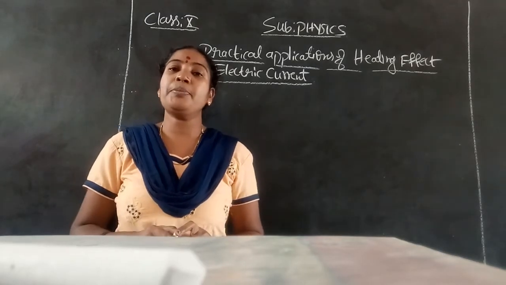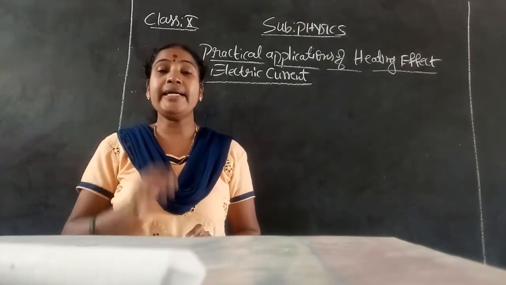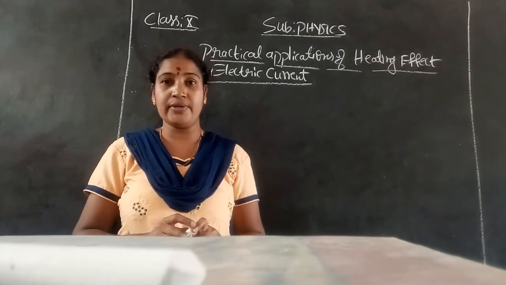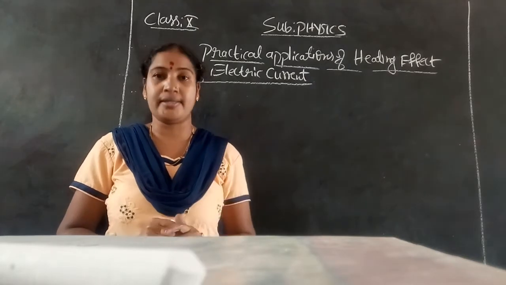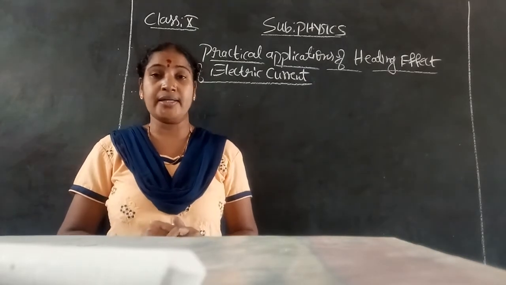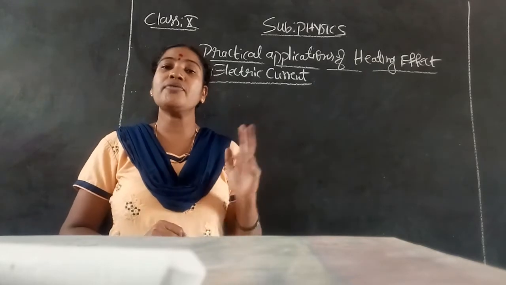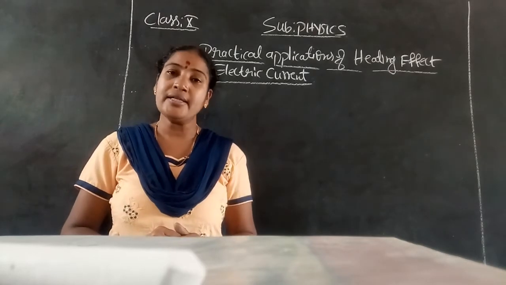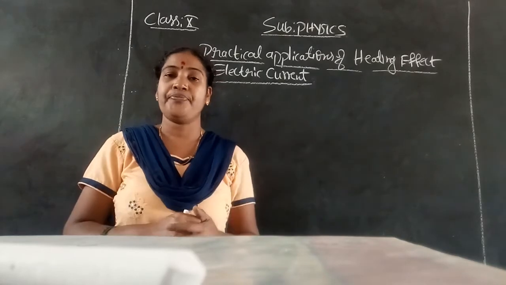Okay, in the previous video class, what did we learn, children? Heating effect of electric current, that is mainly Joule's law of heating effect of electric current. What is the formula? H is equal to I square RT. Heating effect is directly proportional to the square of the electric current, directly proportional to the resistance of the conductor, and directly proportional to the time for which the current flows.